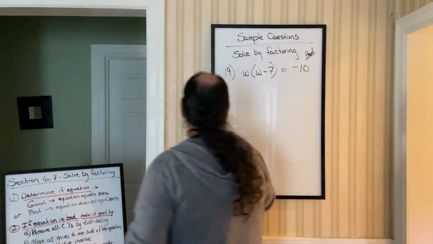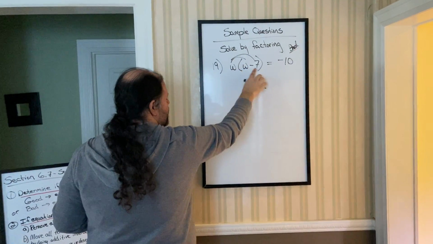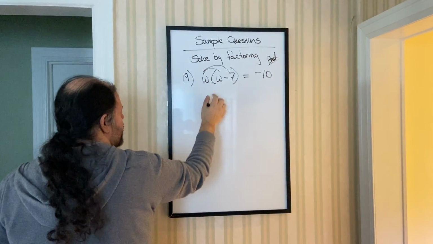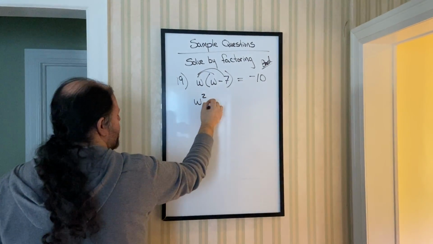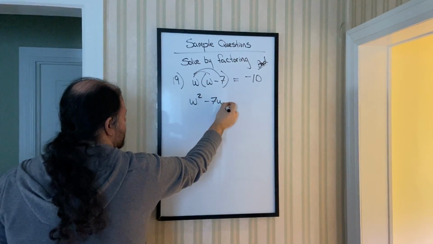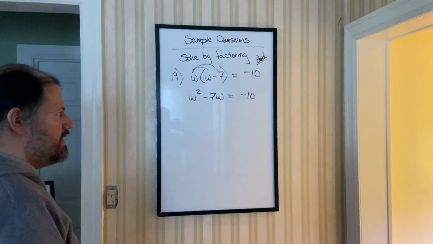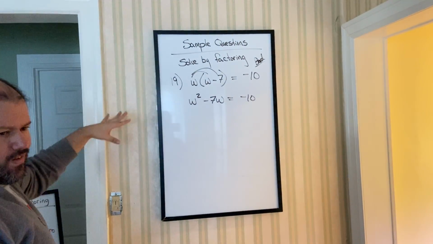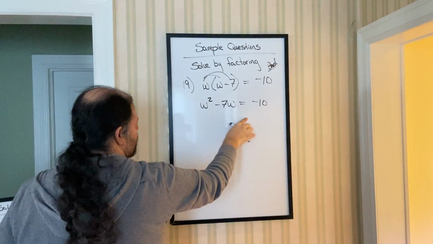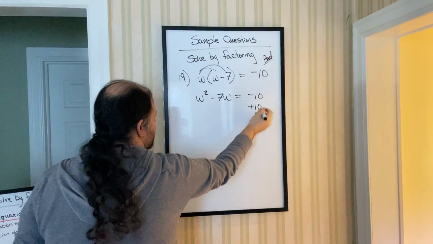So what you're going to do is you're going to distribute. So get rid of these parentheses by taking whatever's on the outside and distributing to the inside stuff. W times W is W squared. W times -7 is -7W. Once we get rid of the parentheses, then move all terms to one side so that it would equal 0. So it's easier just to move the 10 over. Additive inverse would be to add 10 to both sides.